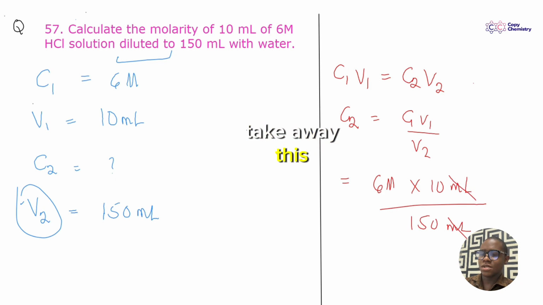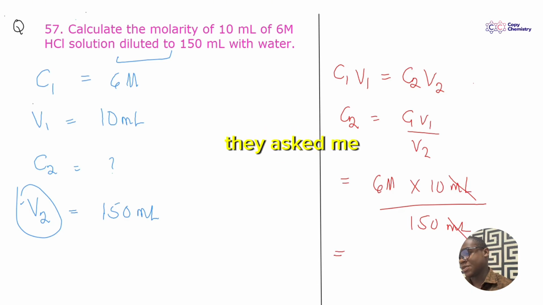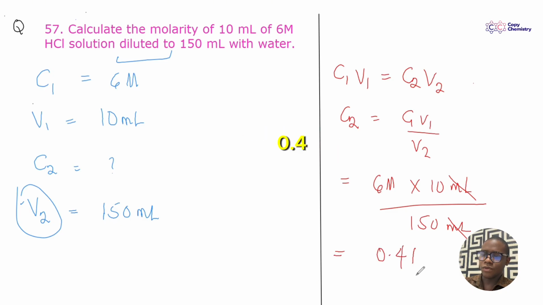This will take away this, and my final answer will be in molar, which will make sense because they asked me to get concentration, right? Yes, so that's what it will be. So by calculation, we should have 0.4 and the capital M there. And that is our answer.